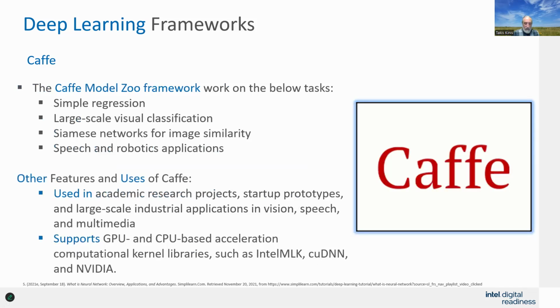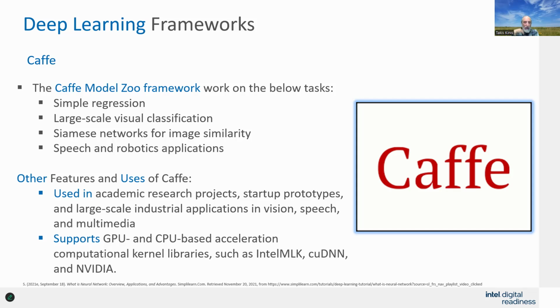The different frameworks, the Zoo framework works really well with simple regression, which is very important in the data world. Large scale visual classification, Siamese networks for image similarity, not necessarily exact, and then working with speech and robotics.